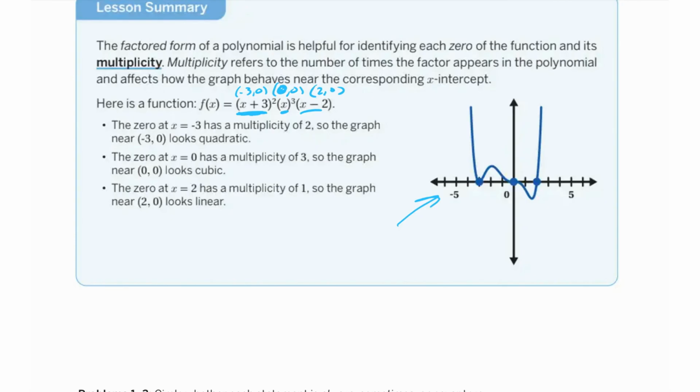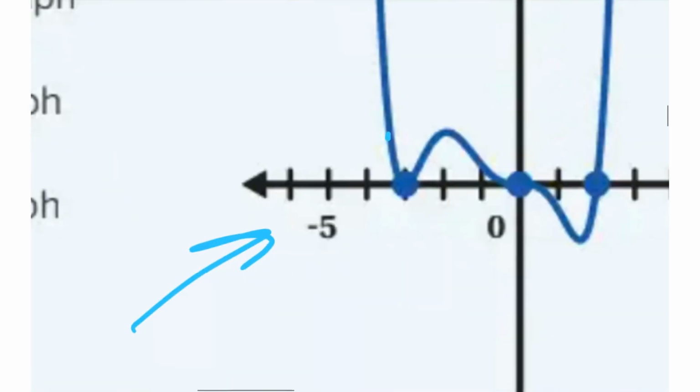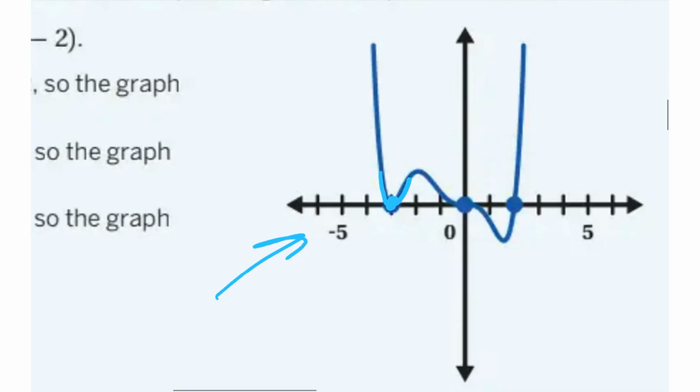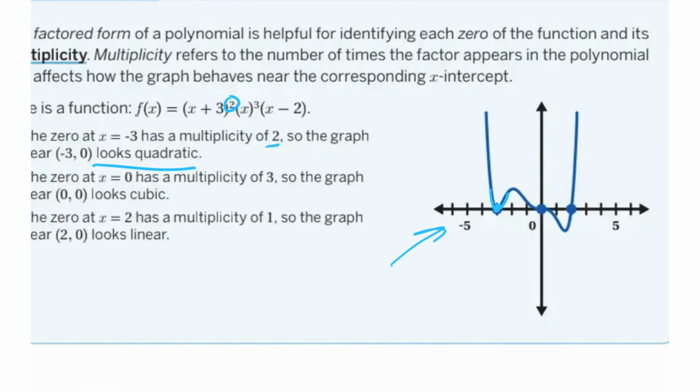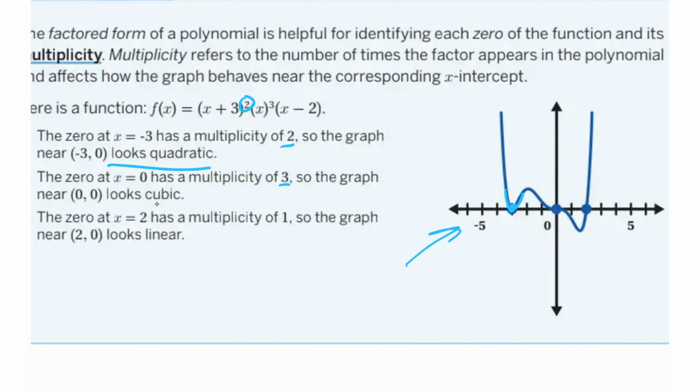Now, this new idea of multiplicity is talking about this exponent here that we see in the equation. So when we see this x plus 3 squared, we notice that it looks like a quadratic when we zoom into it, right? It looks like a parabola at that specific point because it has a multiplicity of 2, or an exponent of 2. The 0 at x equals 0 has a multiplicity of 3, and so it looks like a cubic function.